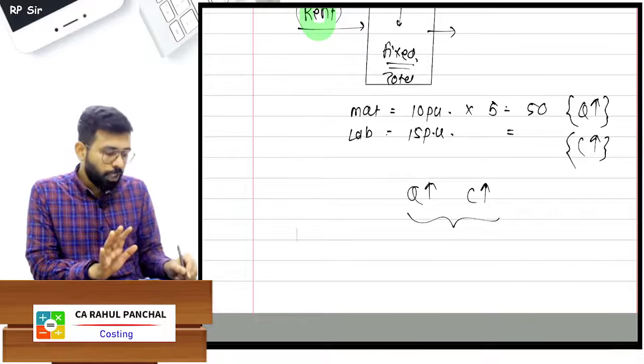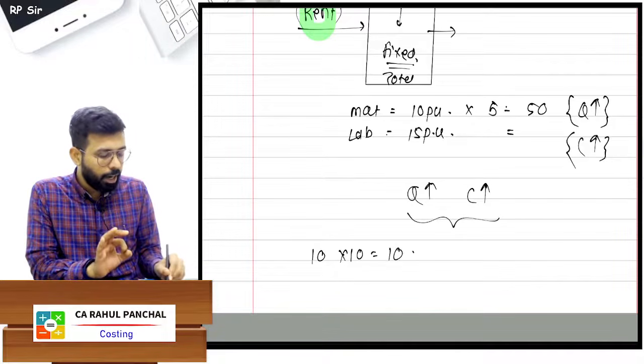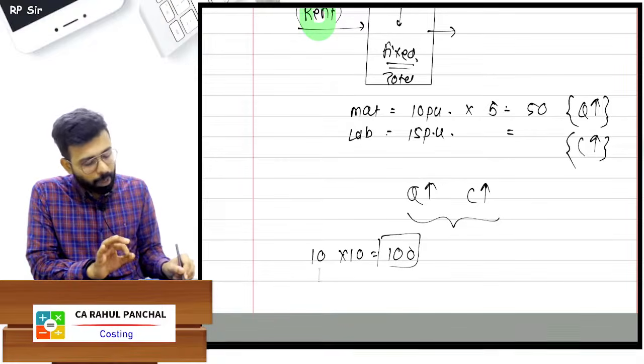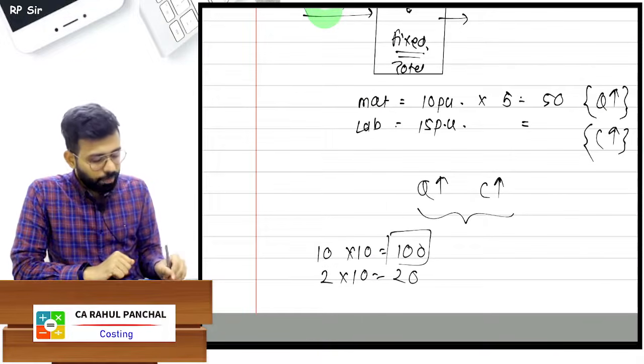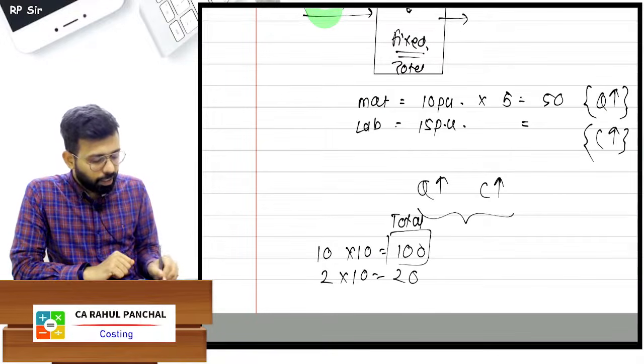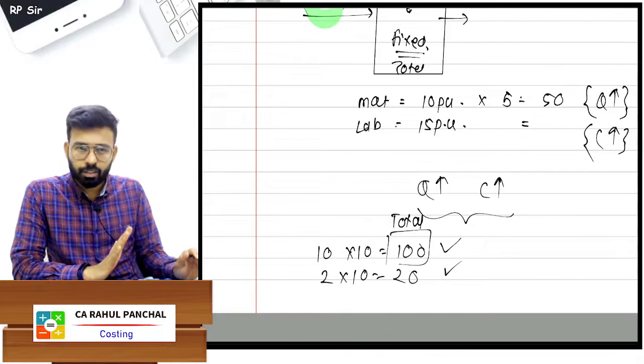Like suppose you buy 10 ice creams, you pay 10 rupees for every ice cream, so you will have to pay 100 rupees. If you buy 2 ice creams, you will have to pay 20 rupees. Now tell me, is your total variable cost the same or is it changing with the production? It is changing with the production, right?